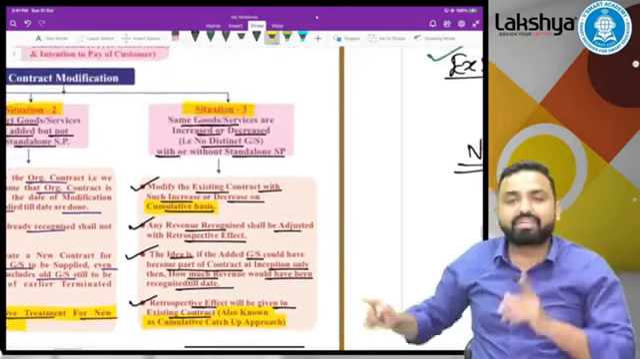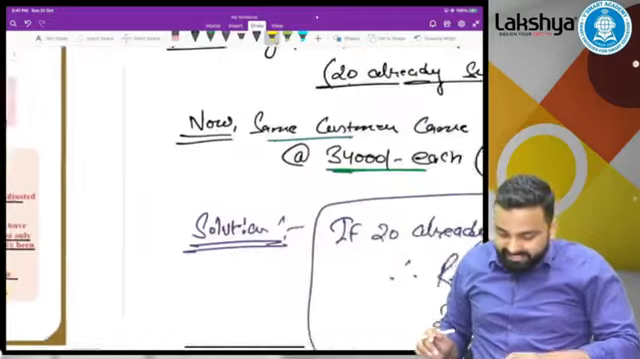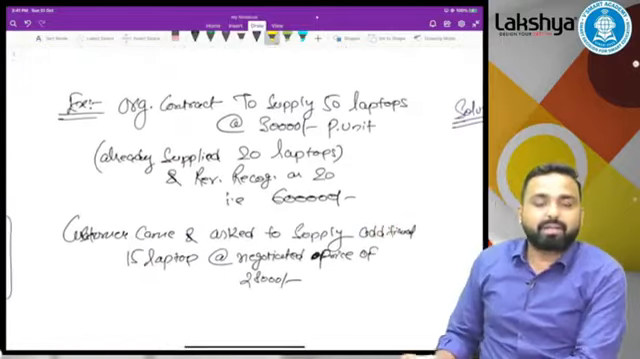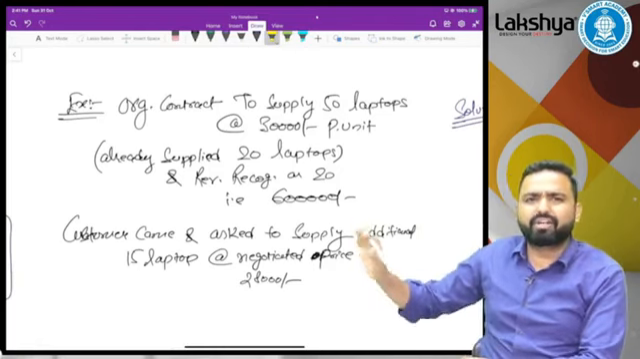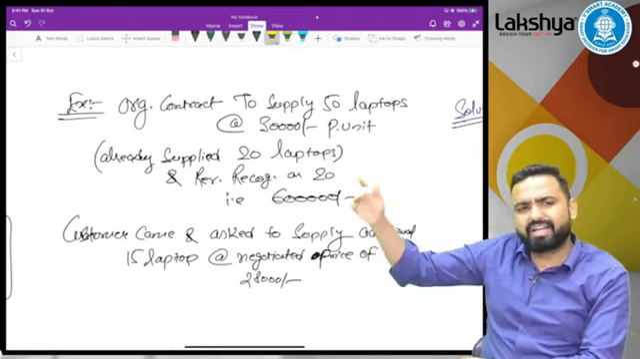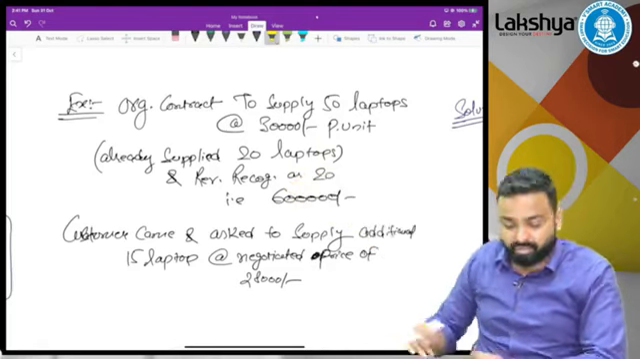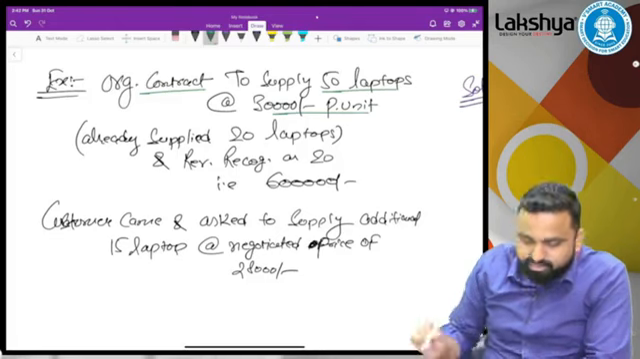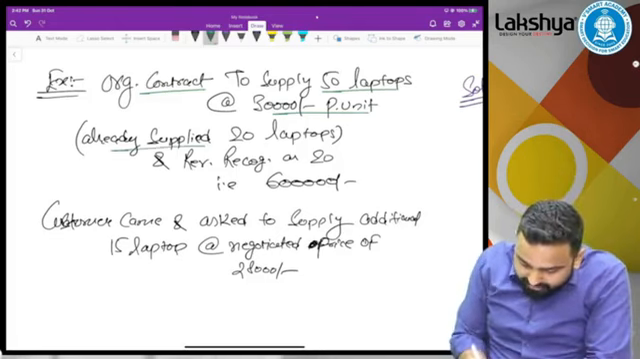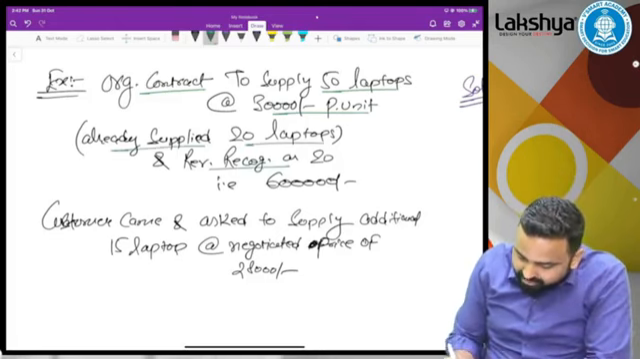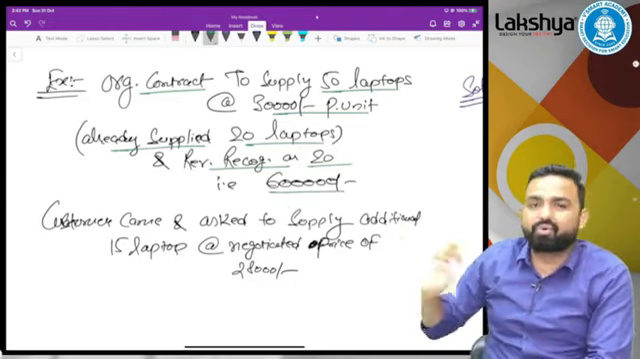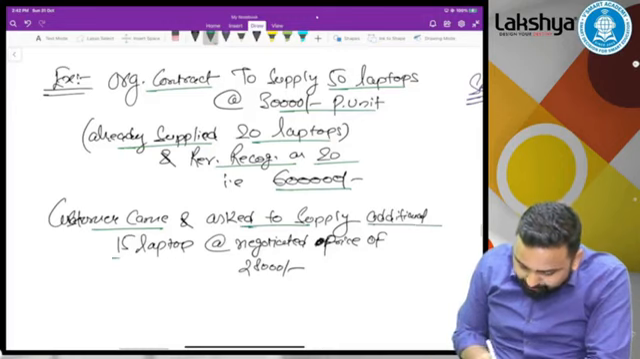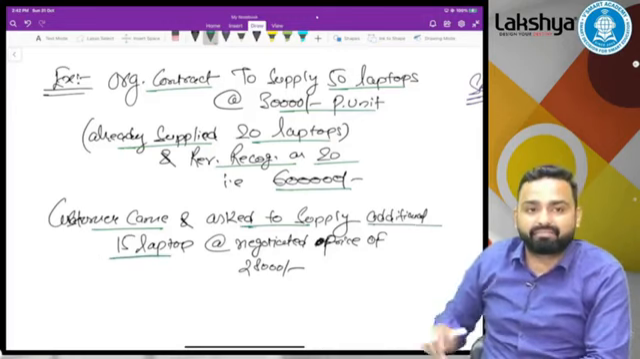Now for this, we have one more example. See this. This is the example. No need to take the screenshot right now. Please understand it first, and then when you pause the lecture, take the screenshot. So there was an original contract to supply 50 laptops at 30,000 per unit. Already supplied 20 laptops and recognized the revenue on 20 at 6 lakh rupees. Okay, the customer came and asked to supply an additional 15 laptops.